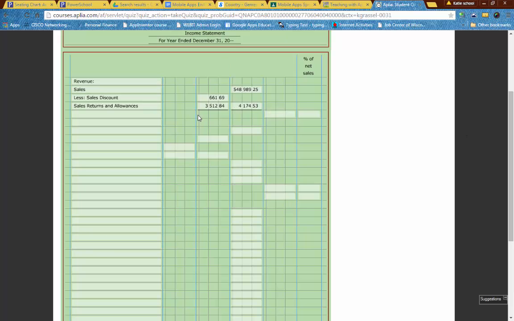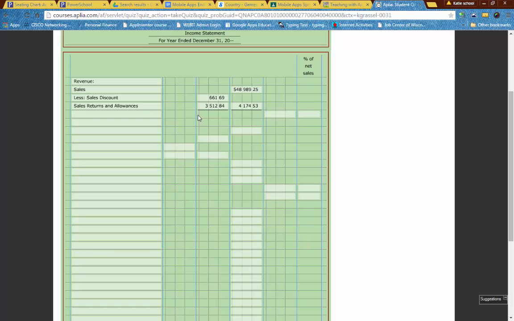Now think about it. Why did I take these two numbers on the left-hand side, add them up, and put it right here? What do I need to do? Subtract, because I have the word less here. So I'm going to take my total sales, and I'm going to subtract the total of my discount and my returns and allowances, and where's that number going to go? Over on the right. And let me tell you, when you get your final, they're not going to have it where it shows you where the number goes. I'm telling you that right now. On the test for this chapter, your income statement, you're going to have an open spot in every single one of these. Okay?